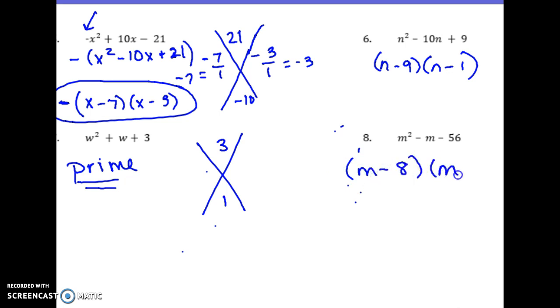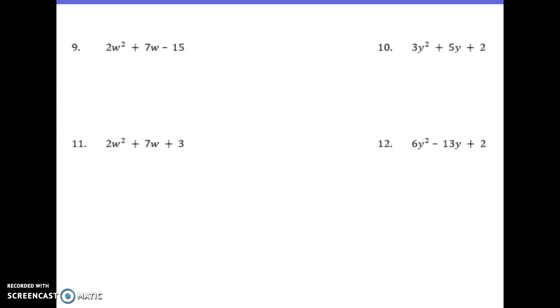All right, if I look at number 8, we should have done m minus 8 times m plus 7. Okay, and remember that multiplication is commutative, so it doesn't matter the order. So you could have had m plus 7 times m minus 8. They're both the same thing. Okay, so moving on.